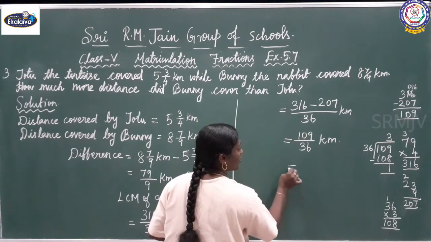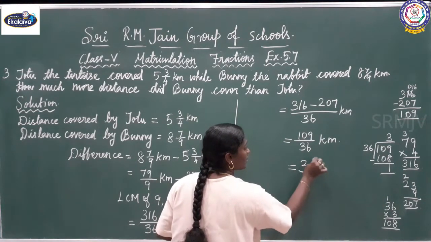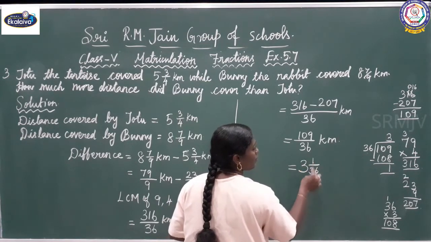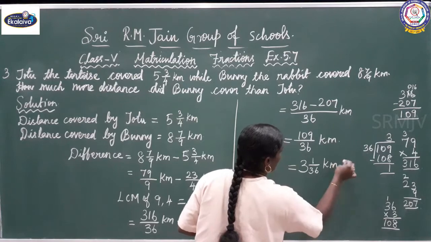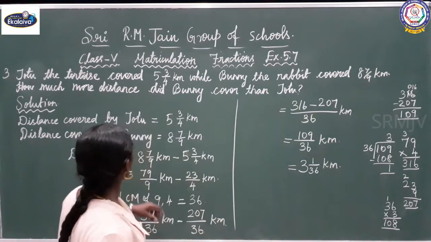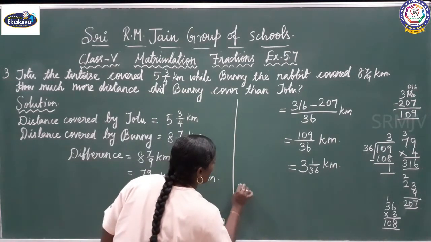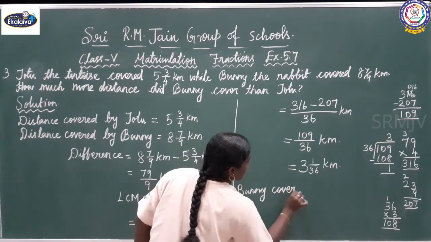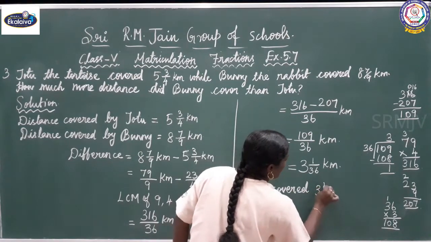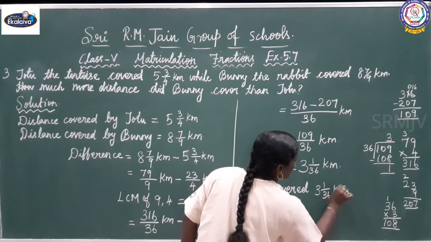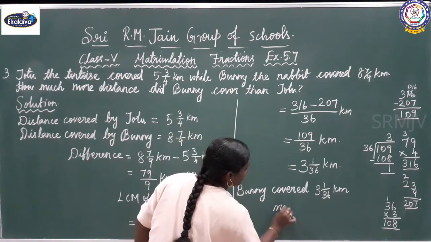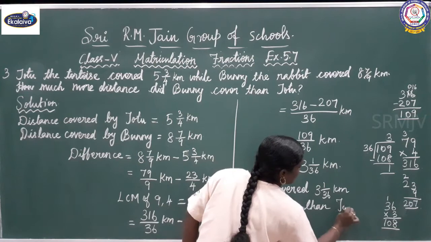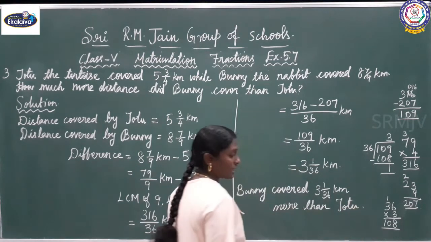So now we have to write in the form of quotient, remainder by divisor. So 3, 1 by 36 kilometer. This is the distance Bunny covered. Bunny covered 3, 1 by 36 kilometer more than Toto. Was it clear, children?